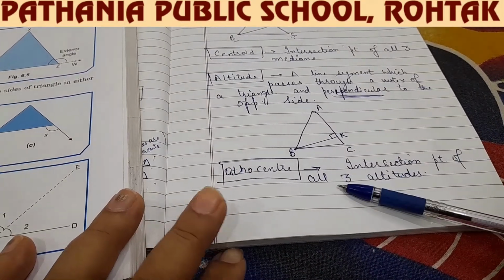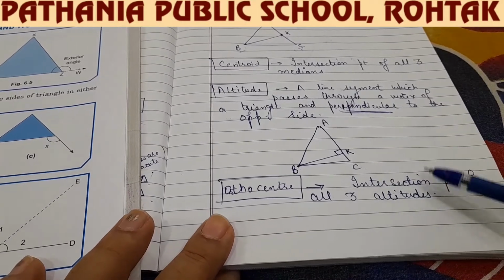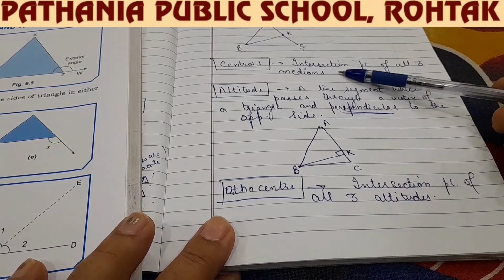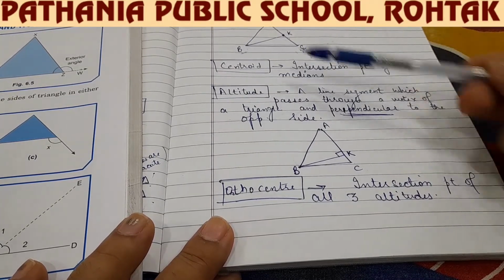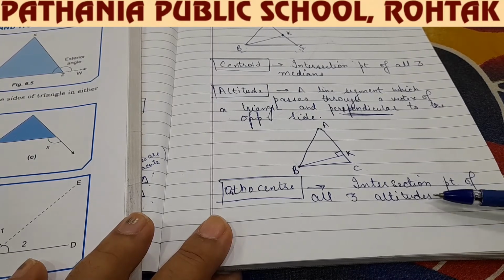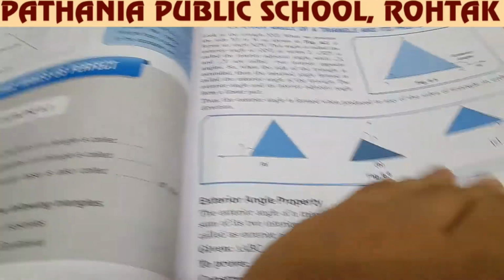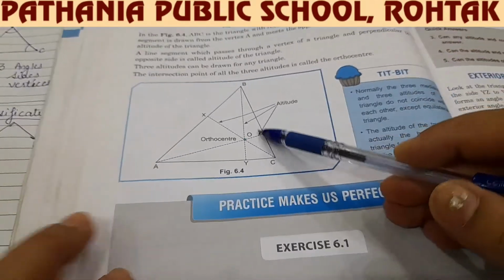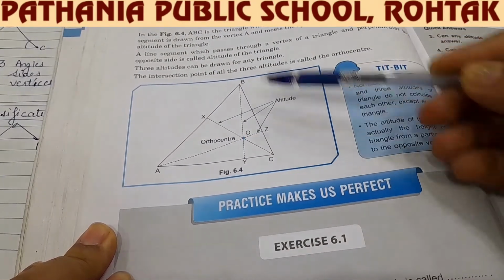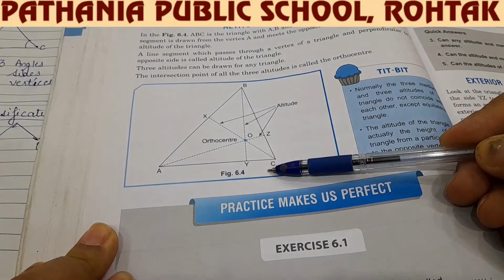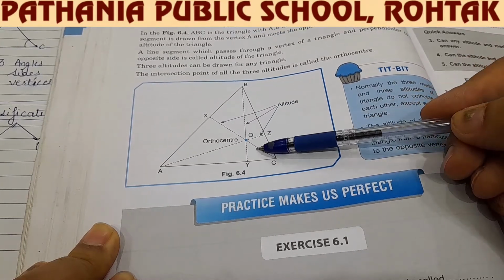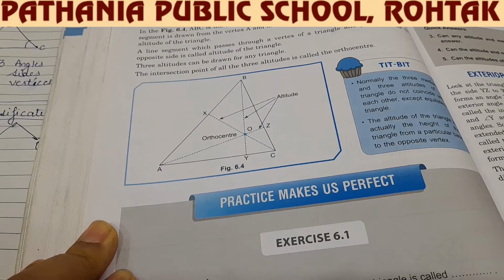Okay. Now next is orthocenter. What is orthocenter? Intersection point of all the three altitudes. Like the intersection point of all the three medians is called centroid, similarly, the intersection point of all the three altitudes is called orthocenter. See, this is a triangle ABC. So here AZ, XC and BY are the altitudes of the triangle. So here at O, all the three altitudes are meeting. So this point is called orthocenter.